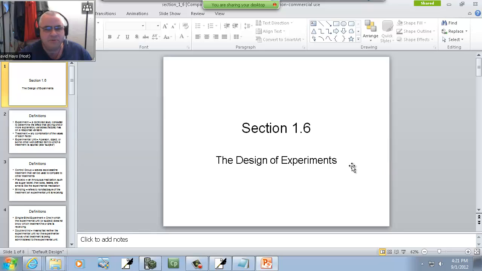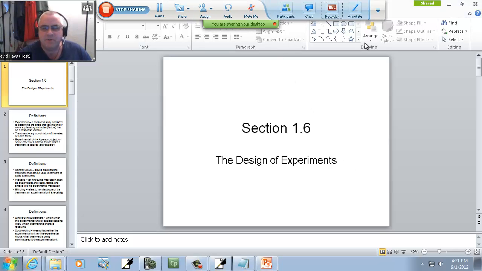And that's not too exciting of a section, just a lot of definitions basically. But let me go ahead and stop the recorders.